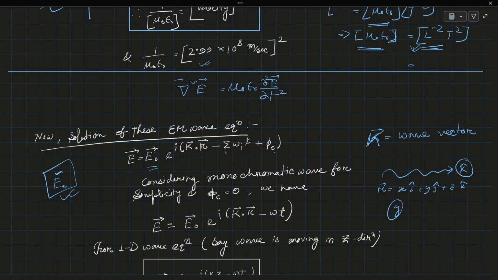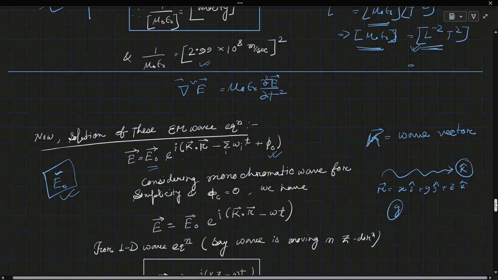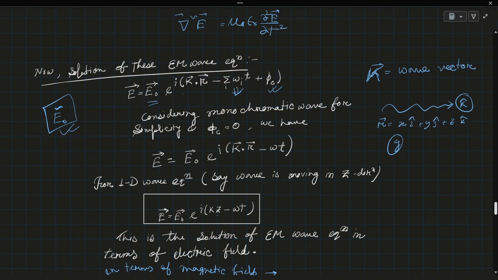And phi c, what is this? It is the initial phase. I hope we all know what the initial phase is. If there is only one frequency, then this is called a monochromatic wave. So if I consider a monochromatic wave, then the summation sign will be removed. And if I take the initial phase to be zero, then I am going to get the wave solution as this.